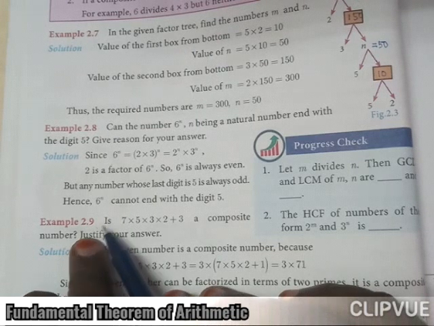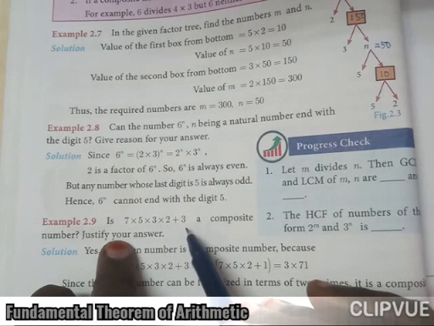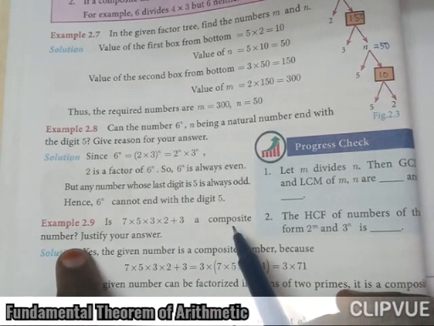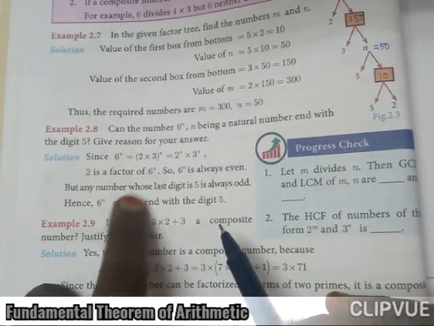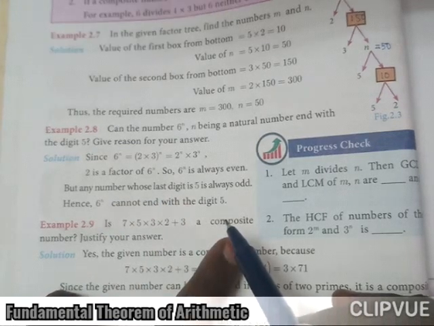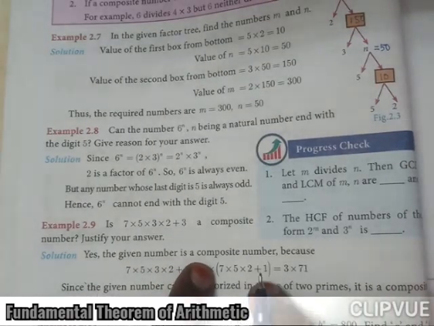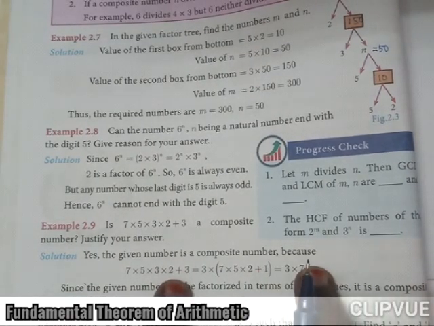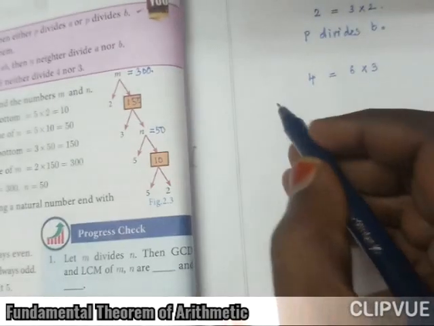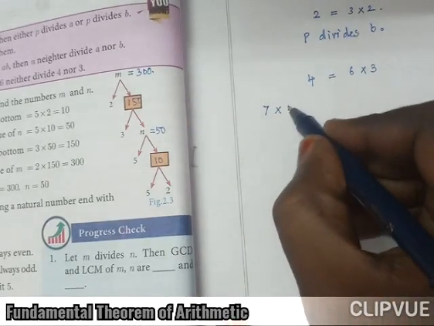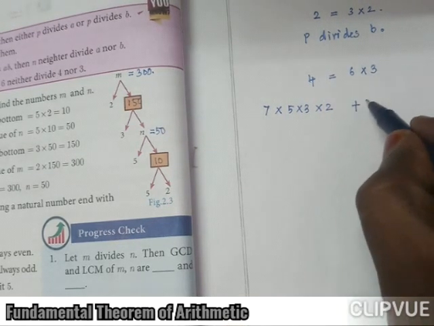Example 2.9. Is 7 into 5 into 3 into 2 plus 3 a composite number? Justify your answer. This is the question. Is the simplification of this expression a composite number or not? Yes, the given number is a composite number because 7 into 5 into 3 into 2 plus 3, this is given.